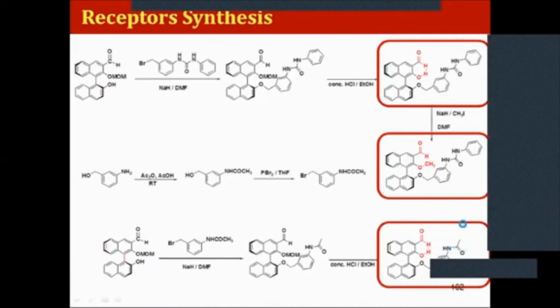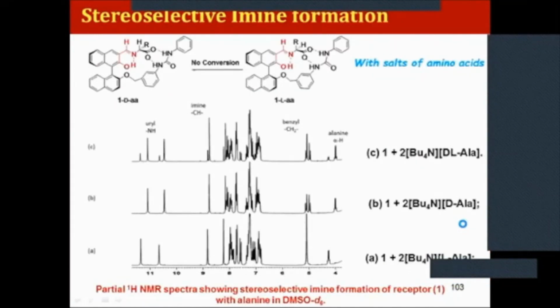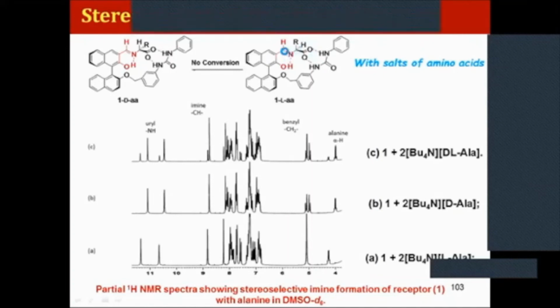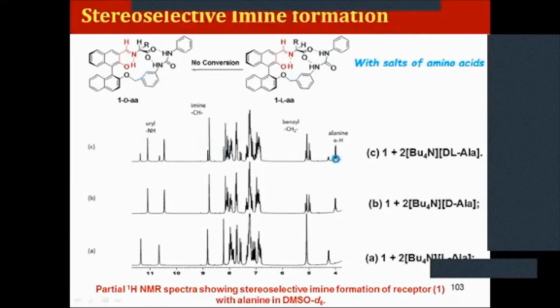You can see here with the salts of amino acid. So this is the NMR spectrum. This is that imine spectrum. So this NH proton is given here, and these two urea protons are given here, and this CH2 proton is given here, the benzyl CH2 proton. So forget about the others. You can see these protons here. This is one for L and the other for D. So this is for D-alanine and this is for L-alanine. There's a chiral discrimination because of this covalent interaction and this non-covalent interaction here.